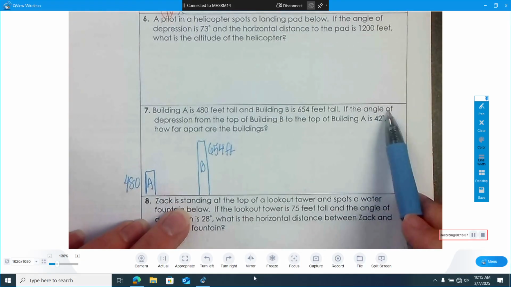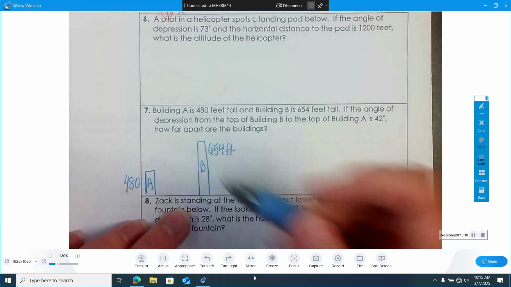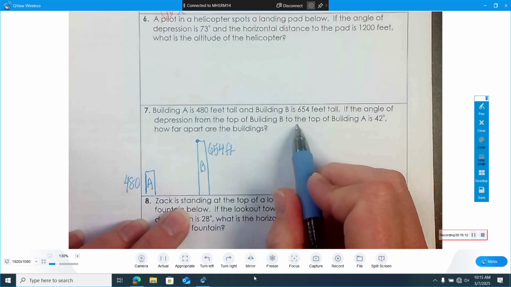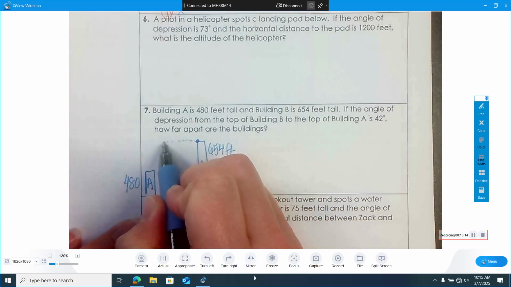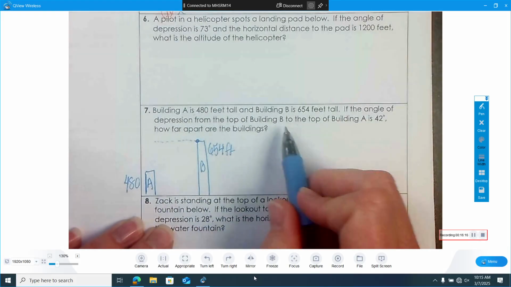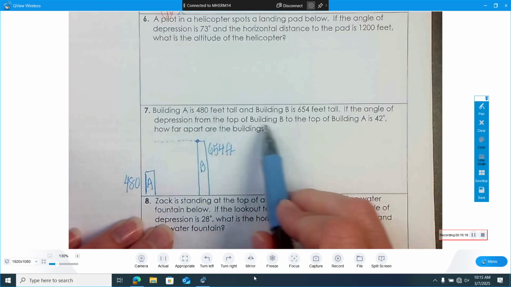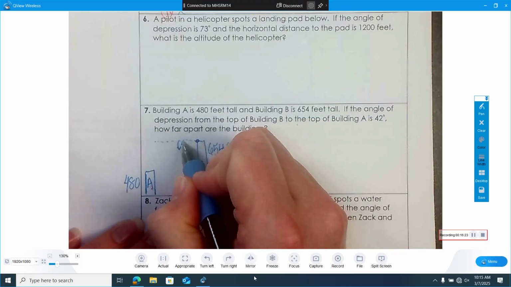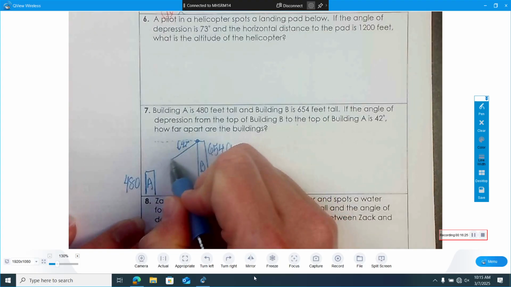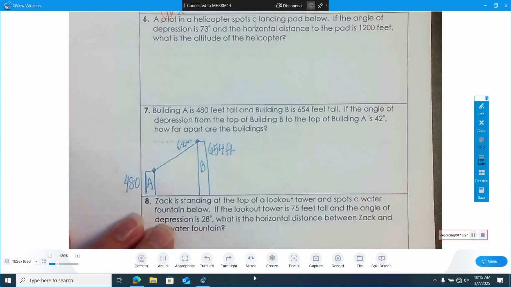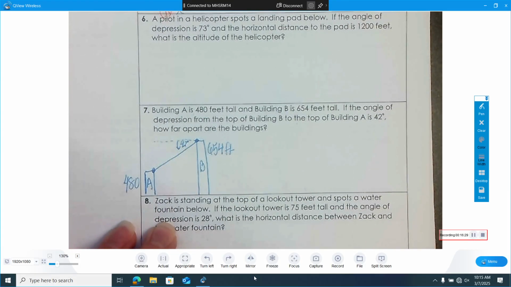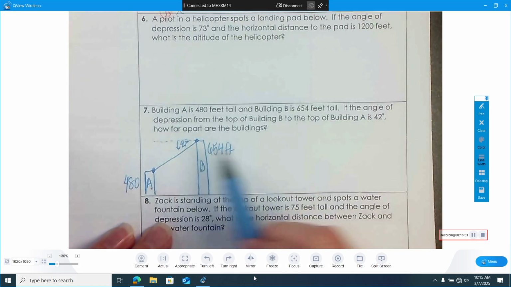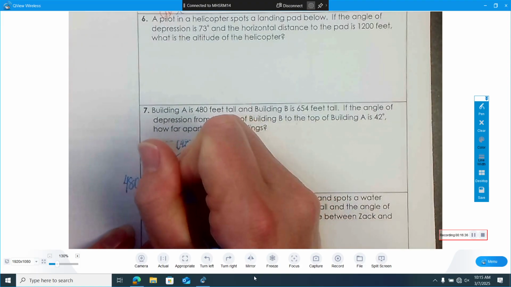The angle of depression from the top of building B, so from the top of building B, normally we look straight out, but then we have to look down to building A. That angle of depression downward is 42 degrees to sight the building A. 42 degrees there. How far apart are the buildings? Oh, well, look at this. I can just sort of make a right triangle there.